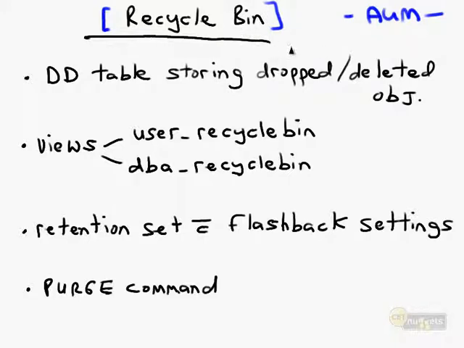Well, Oracle 11g database also has a recycle bin, and what this is, no surprise, a table located in the data dictionary that stores dropped and deleted objects and data. Specifically, we access the recycle bin to undo dropped tables. That's what we're going to focus on in this nugget.